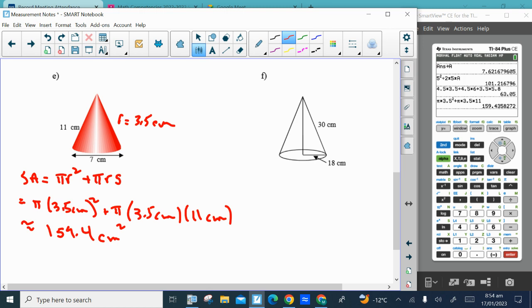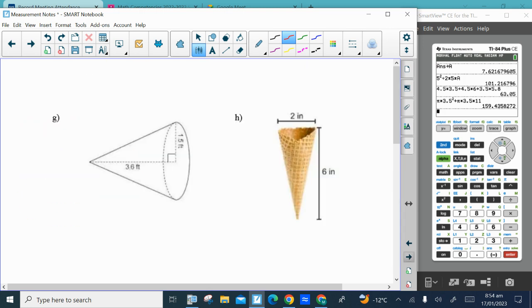And that next cone is virtually the same, except in this case, we're actually given the radius, not the diameter. So you're just going to let r be 18 and s, the slant height, be 30, and you'll get your answer. Let's go on, though, to question G.